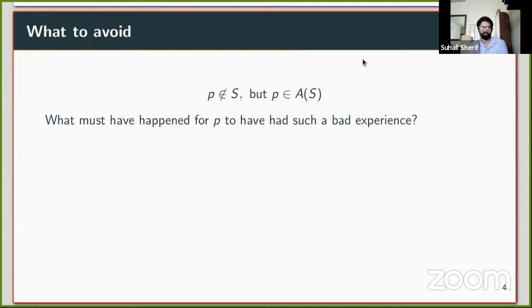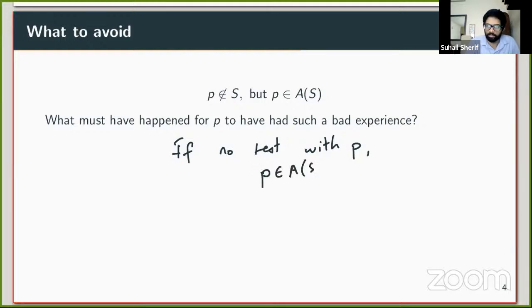Does this mean that the test was never carried out on this person's sample? So that is one possible case. So if that's right, if no test was done, no test with P, then the algorithm has never actually categorized this person as negative. So then P will belong to A of S. But there are other ways also for this to happen.